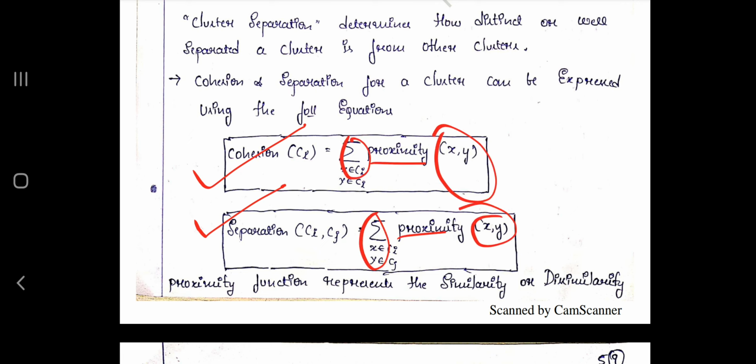Proximity, proximity, x y. Proximity means closeness. What are you measuring here? Obviously you are measuring closeness only, between x and y. So you will be writing proximity or closeness between x and y for all the data points. How will you denote all the data points? By the summation of proximity between all the points. That's all. For cohesion and separation, the same formula.